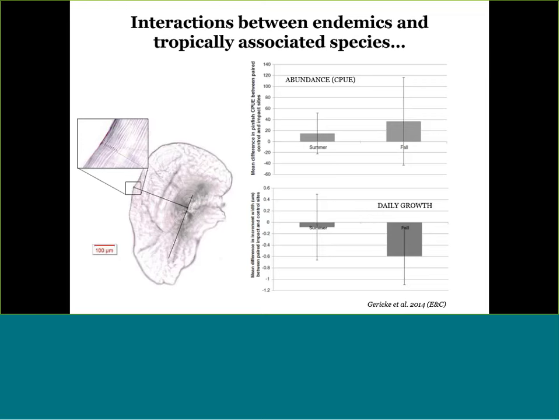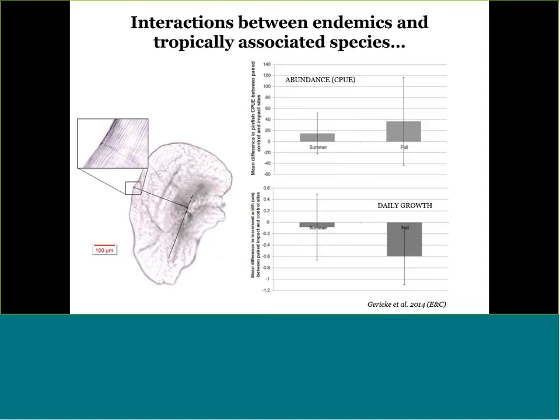Oto means ear, lith means stone. It's an ear stone, and the fish uses it for balance and, in some cases, hearing. But we can take advantage of otoliths because they grow just like a tree. So what you're seeing here is an otolith being cut, like you might cut a tree, and then you should be able to see the rings.